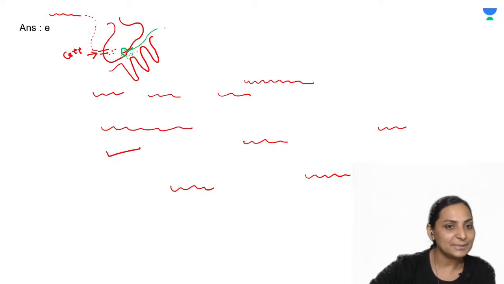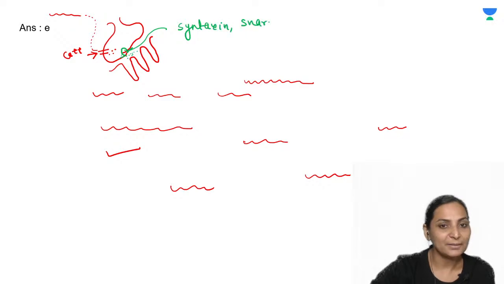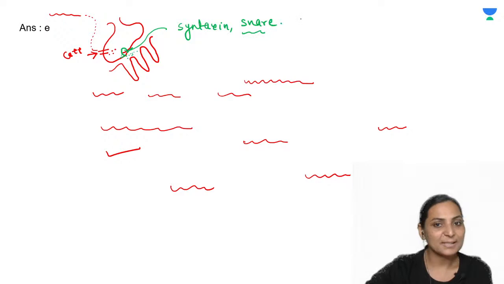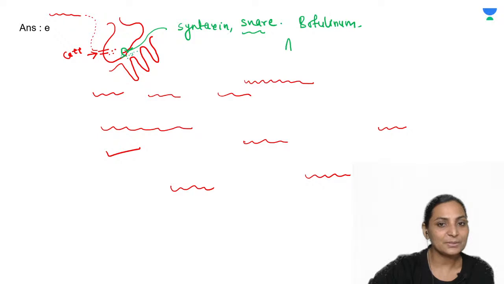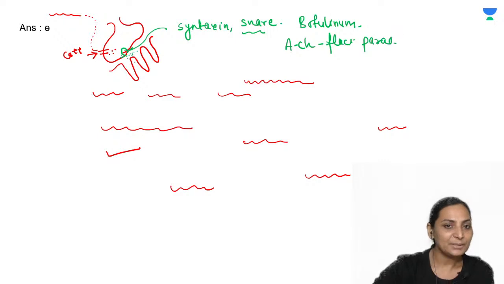Remember that this has various proteins, that is syntaxin and the V-SNARE proteins. These proteins are interrupted by the botulinum toxin, which prevents the release of acetylcholine, resulting in flaccid paralysis, right? And eventually this acetylcholine is going to bind on these receptors, resulting in the end plate potential, which will then develop an action potential.